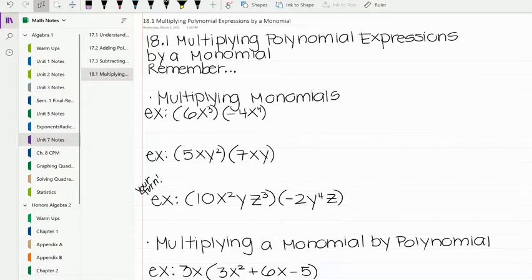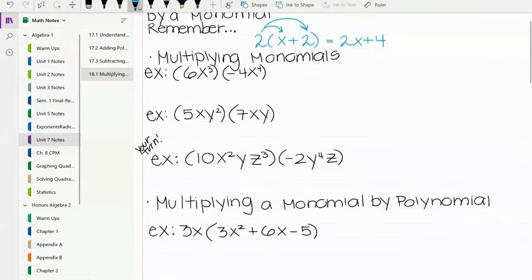So you can see that it first says remember. So this is just a little reminder of how we multiply when we have a number on the outside of parentheses. I think we all know that we would need to distribute that. So this would end up as 2x plus 4. So we'll be using that throughout this lesson. So we'll first start off with multiplying monomials.